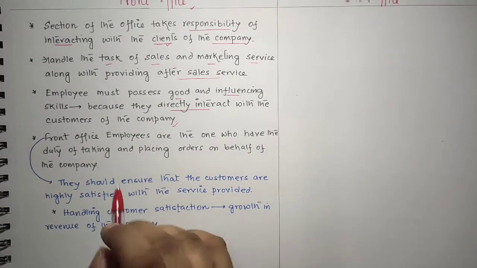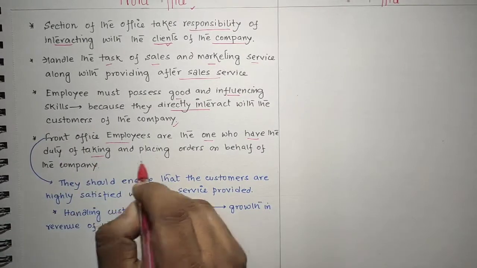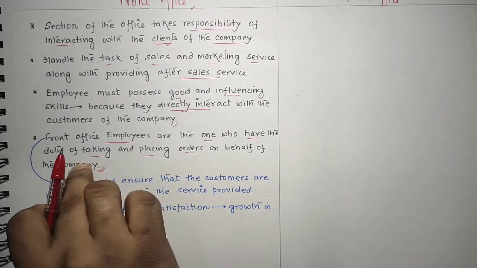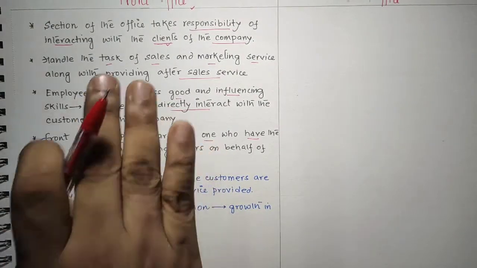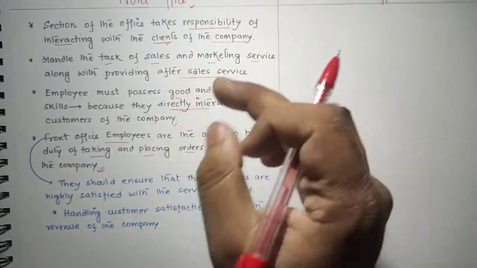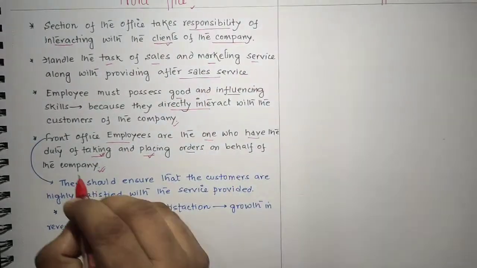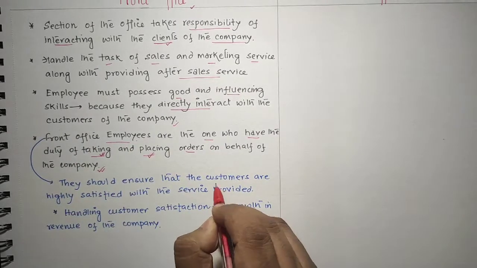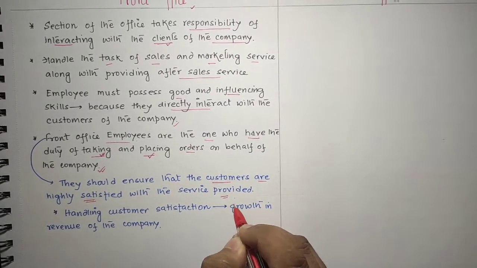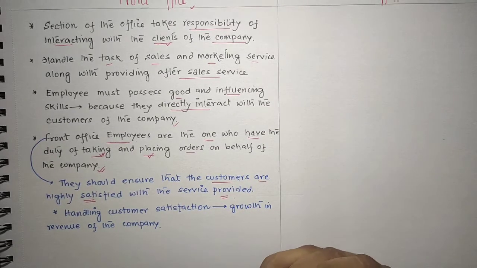Most importantly, front office employees are the ones who have the duty of taking and placing orders on behalf of the company. The company keeps them at the front because customers always come to the organization and they are the ones who will be directly interacting with them. So order placing and order taking is done by them. Front office employees must ensure that customers are highly satisfied with the service provided. They are always polite, and their behavior is very good.